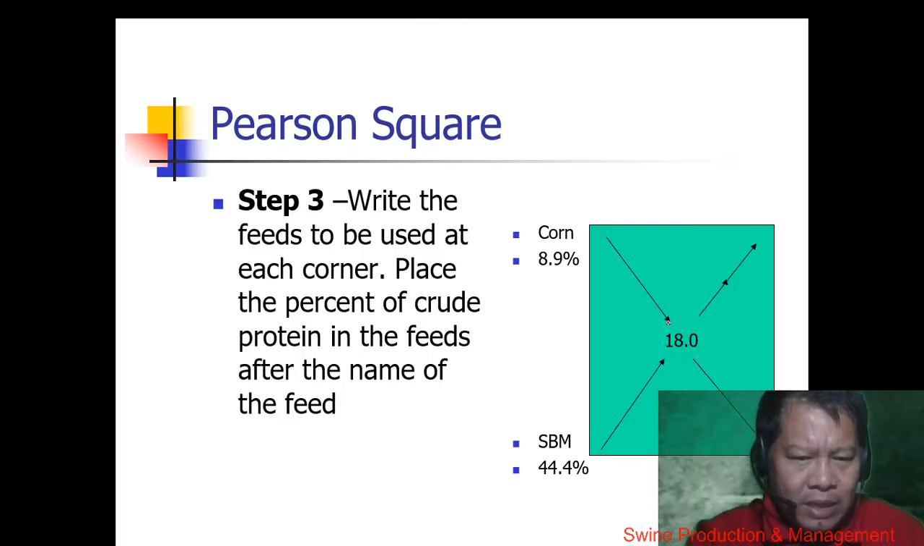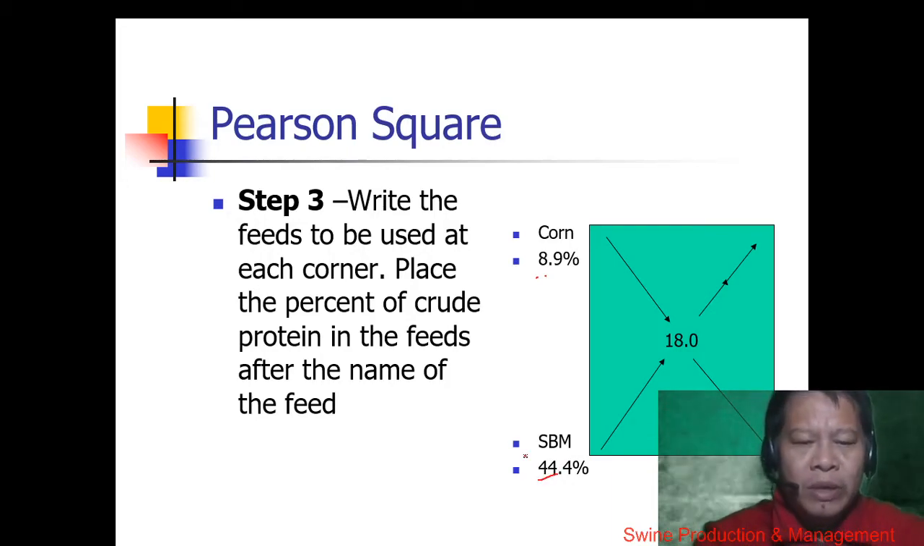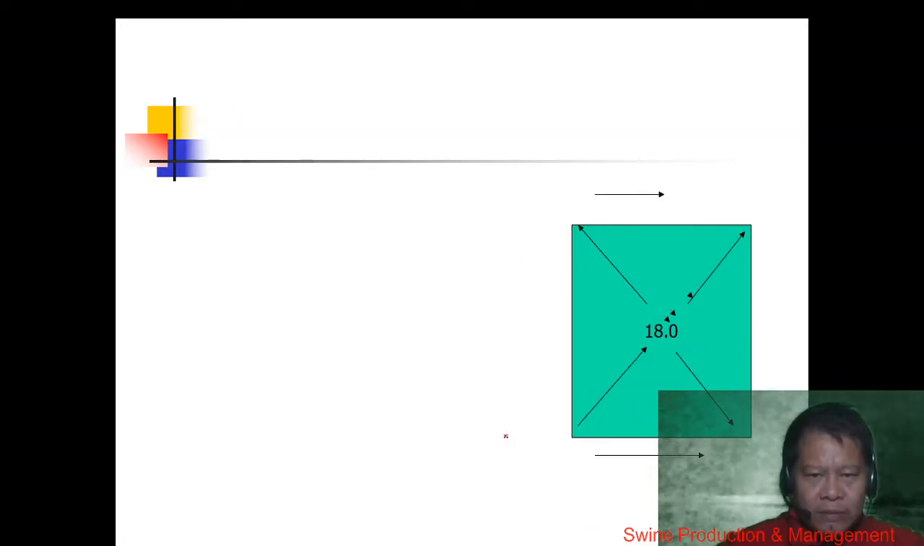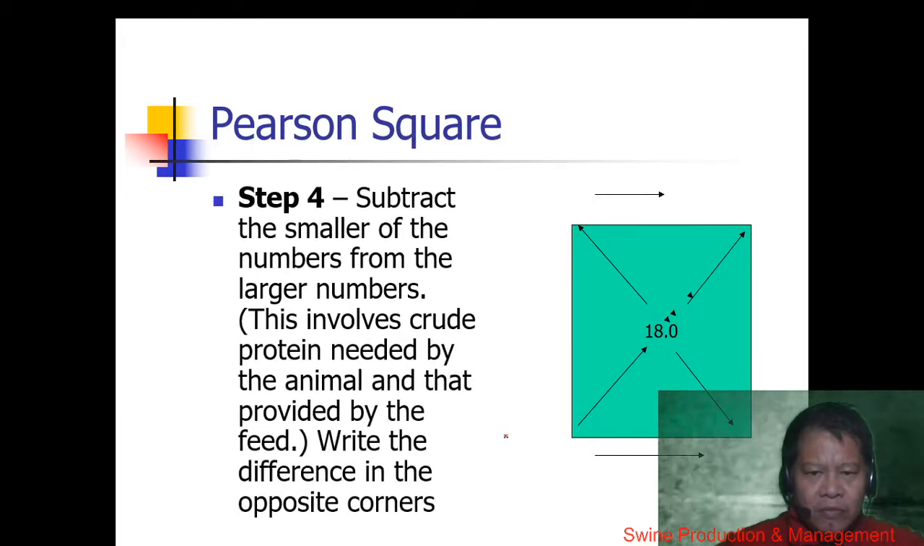Meaning to say, the required proteins in between, the nutrient content of the feed ingredients to be mixed. So, tingnan po natin. Isulat daw sa kilid, yung isa sa taas, ang isa sa ubos. The next one is number 4: subtract the smaller of the numbers from the larger numbers.